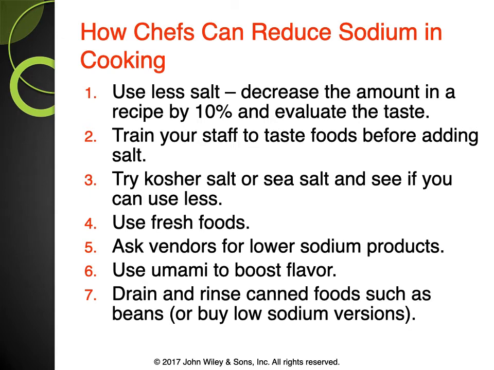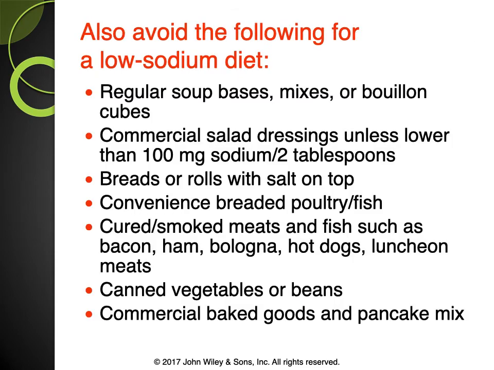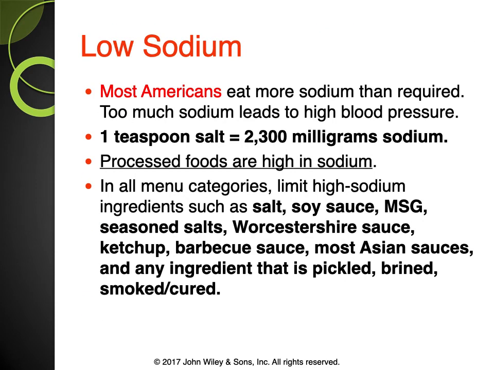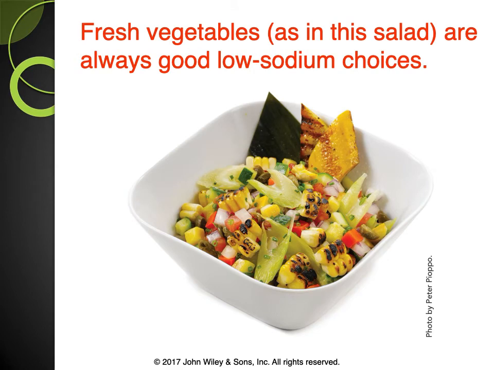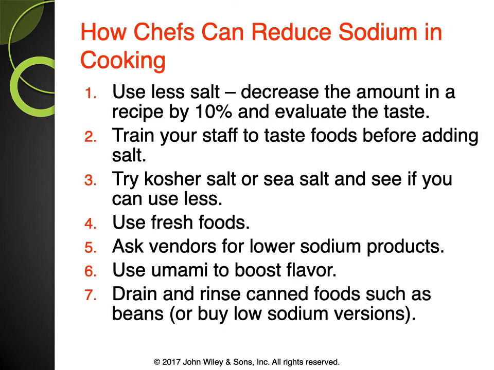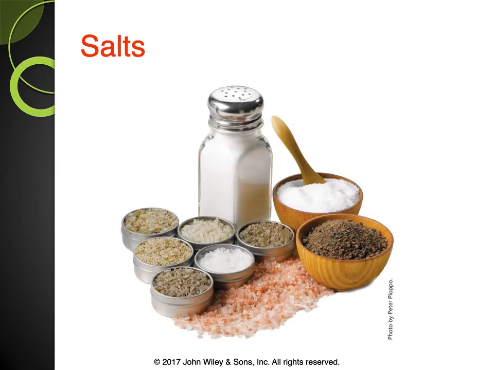So in the last couple slides, we said let's avoid most Asian sauces that are pickled, brined, smoked, cured, but also MSG is right there at the salt, soy sauce, and MSG. So no. When it comes to umami, you'll have to use products that naturally give an umami flavor. Something like Parmesan cheese is the one that first comes to mind, but there are some other foods that have a natural umami flavor. And drain and rinse canned foods such as vegetables and beans, or you can buy lower sodium or no salt versions of them.